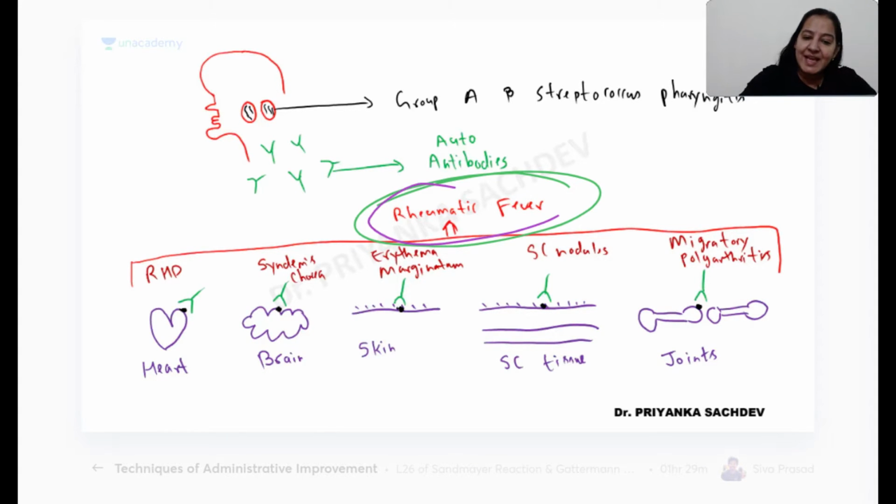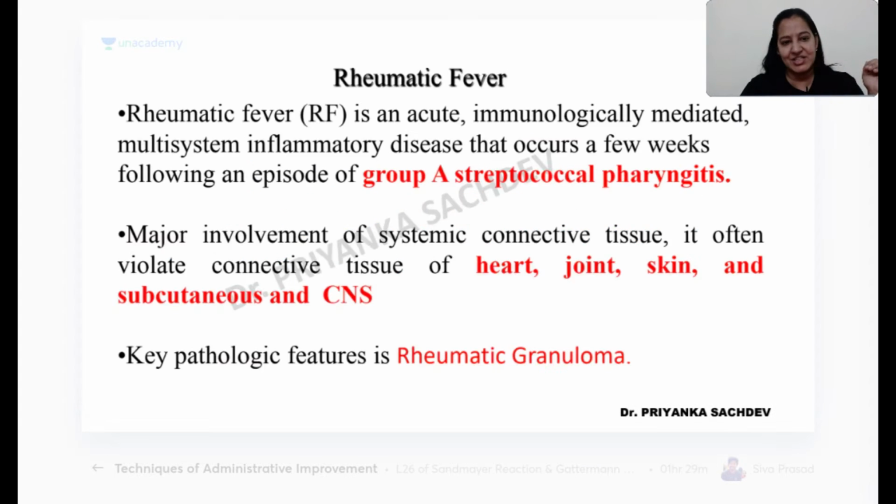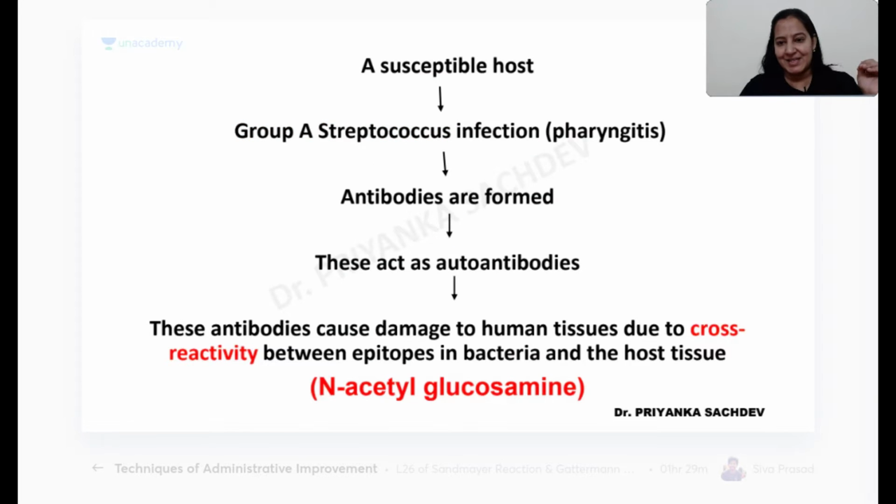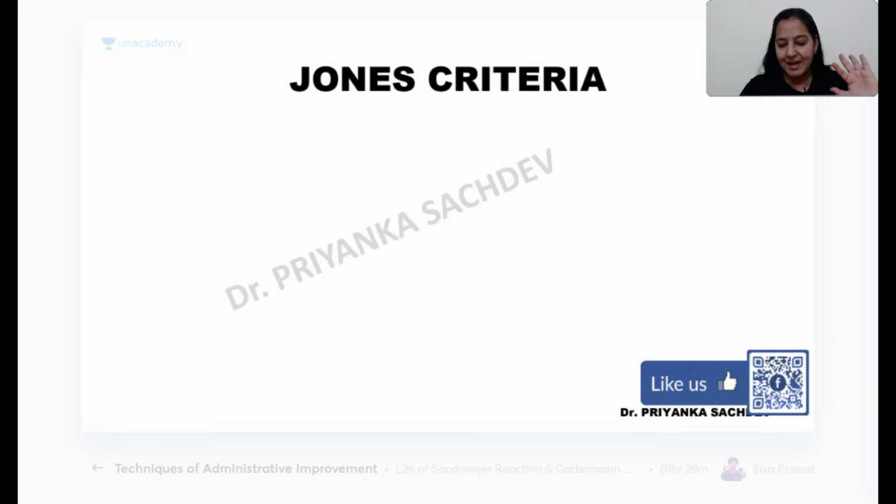So rheumatic fever is not a single disease. It is an umbrella term which contains 5 diseases, and it usually occurs in children aged 5 to 15 years. These are the 5 diseases which we have already covered in the last lecture, so I'm not reading them again. I have given a brief review of what is happening here.